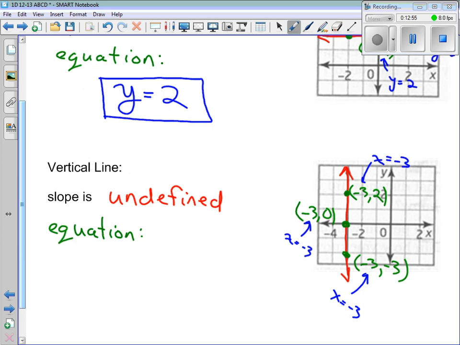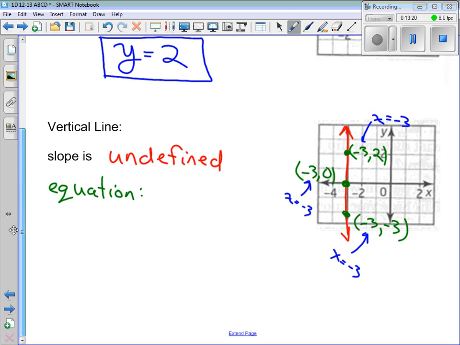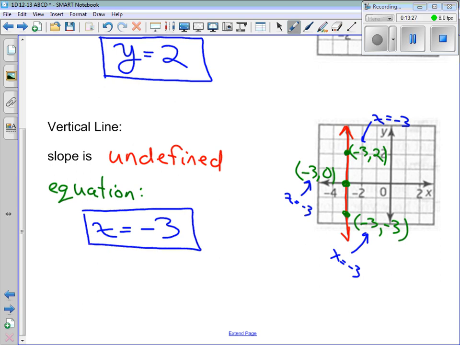So if that's the thing that's true about all of the points on this line, what do you think the equation is going to be? What do you think, Jackie? All of these points have x equals negative 3. What's our equation going to be? Nope. Up here, we just had y equals 2, because what was common to all the points was y was equal to 2. It's just going to be x equals negative 3. Okay. And that's where we're going to stop.